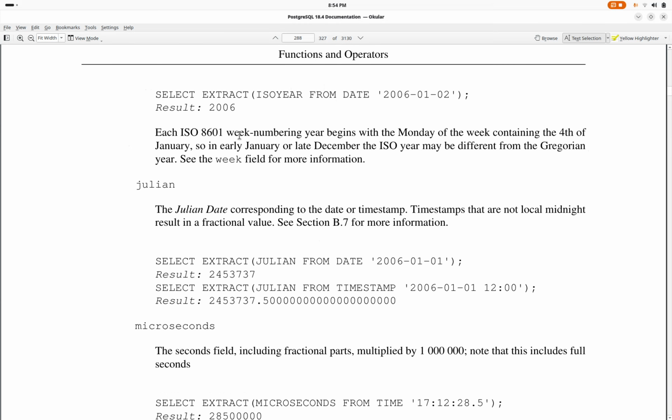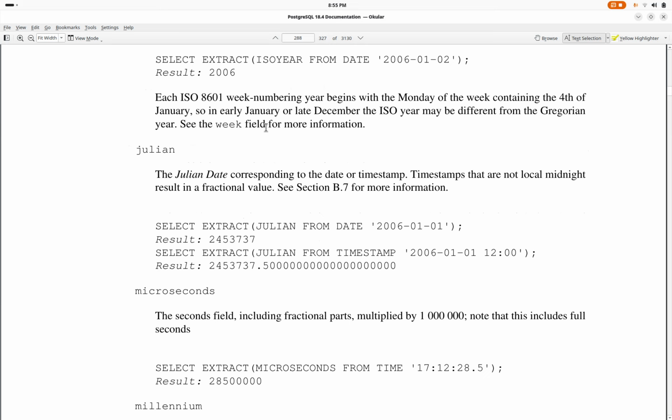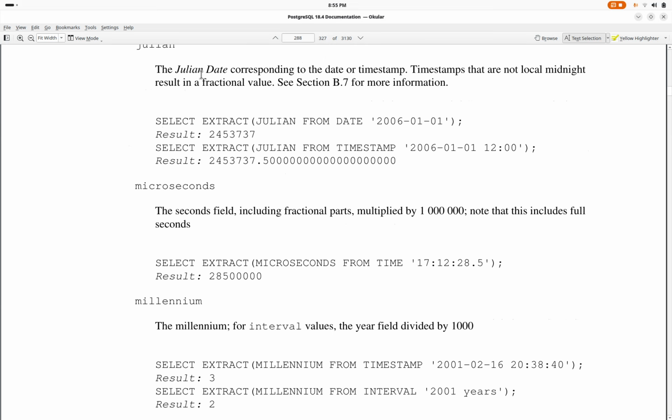The ISO 8601 week numbering year begins with the Monday of the week containing the 4th of January. So in early January or late December, the ISO year may be different from the Gregorian year. See the week field for more information. Then we have Julian, the Julian date corresponding to the date or timestamp. For timestamps that are not local midnight, the result is a fractional value. So we extract Julian from this timestamp, and for this we have this.